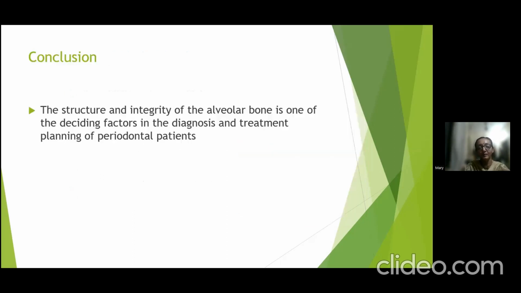So, with that, we come to an end of today's class. We can come to the conclusion that the structure and integrity of the alveolar bone is one of the most deciding factors in the diagnosis as well as treatment planning in periodontal patients, and also in patients who require therapies which include replacement of teeth or any other minor defect correction. So, that brings us to the end of this class.